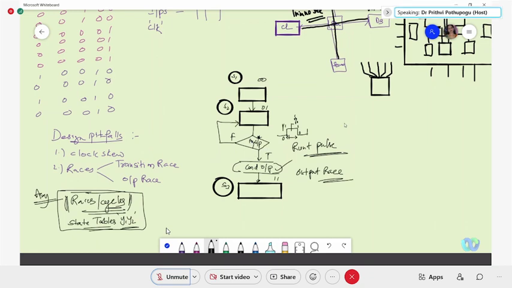What is the remedy? Anywhere you see an asynchronous input, run that through a D flip-flop so that it will be synchronized. This becomes a synchronous input. Now apply this input here rather than putting it in as asynchronous. Synchronize that through a D flip-flop. Then you can use that input in your design so that there won't be any output race happening.